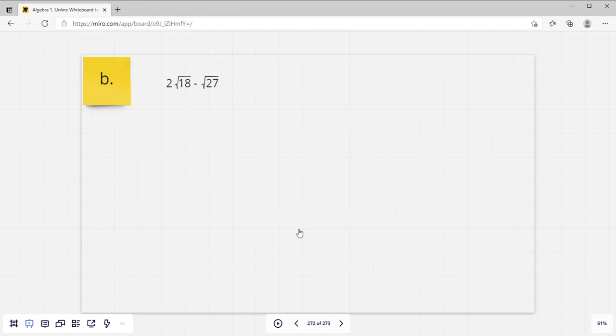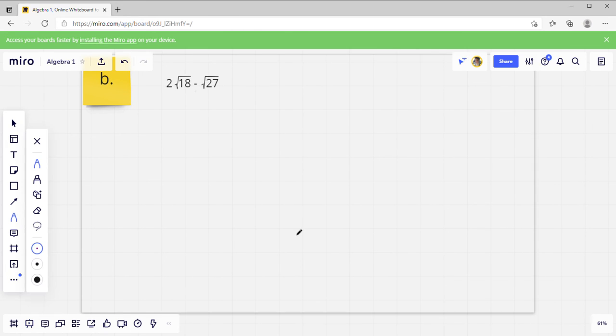B, we're going to break down our 18 into square root of 9 times the square root of 2, and square root of 9 is 3. So 3 times 2 is 6 times the square root of 2.